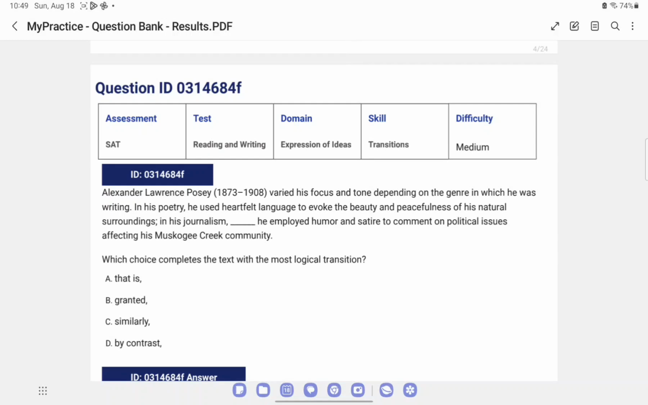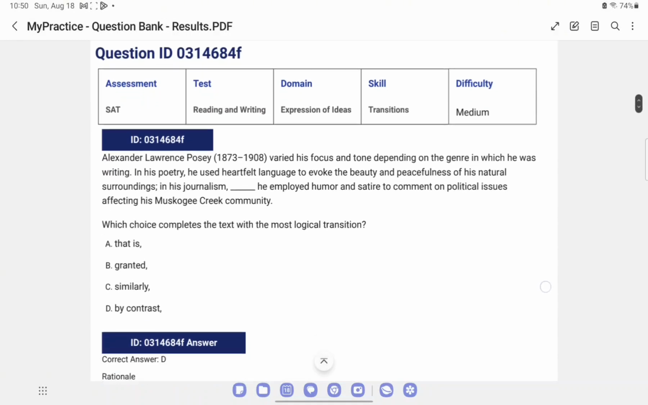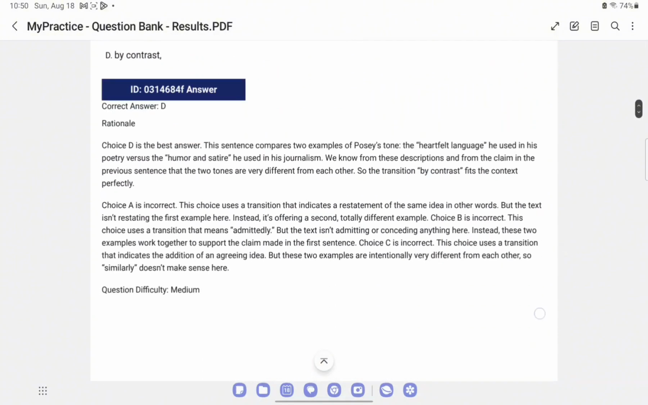So right off the bat, I'm thinking it's by contrast. Okay, because it's saying that he varies his tone. He makes it different, right? And then it's trying to give an example of him varying his tone. So it says in his poetry, he uses heartfelt language and it's just very different from the description of his journalism where it's saying that he's employing humor and satire. So I think it's by contrast. Yeah, in his journalism. Yeah, so let's see. Okay.